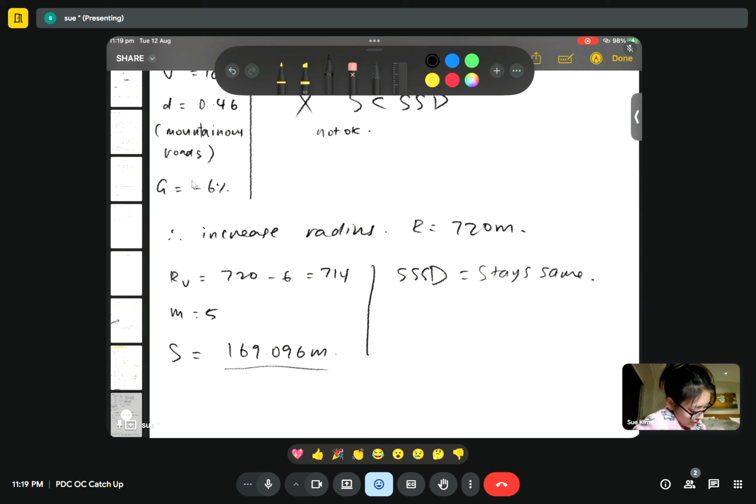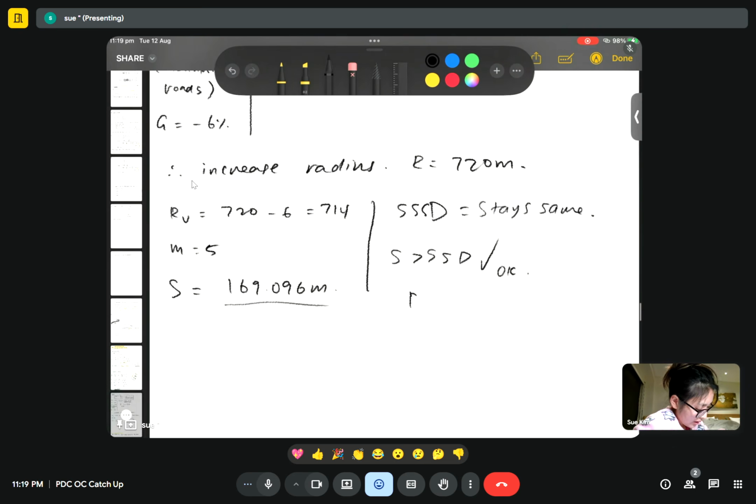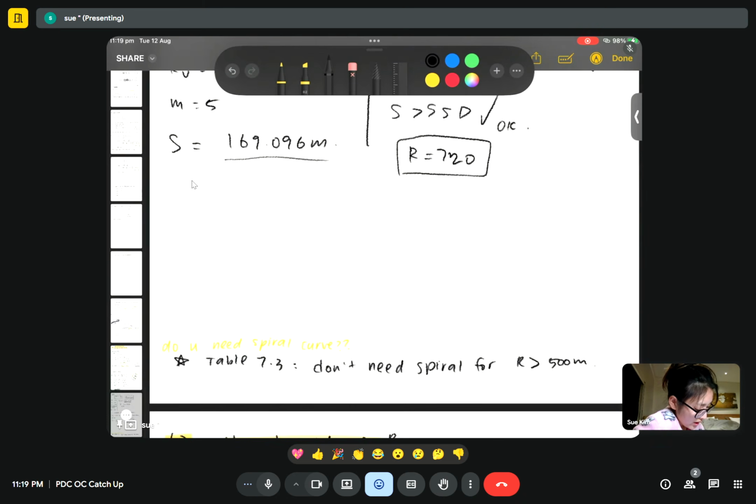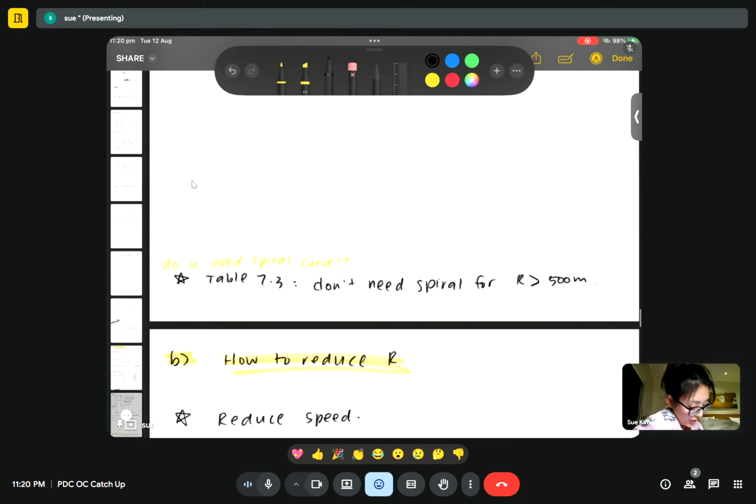So that is a tick, okay. That means this radius is valid. I'm going to keep my radius as 720 meters. And would you need a spiral curve? No, you wouldn't, because you need a spiral curve if the radius is greater than 500, as you can see from table 7.3.